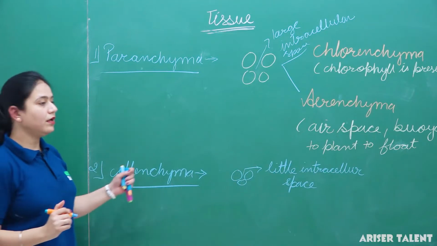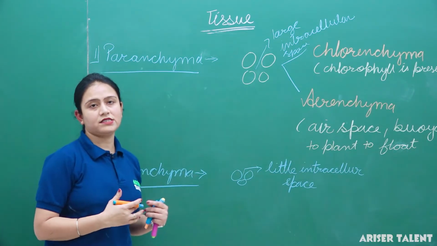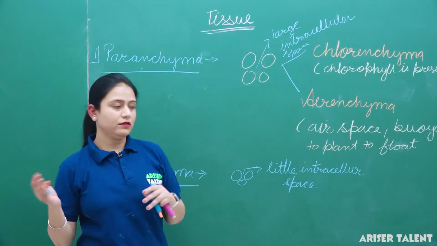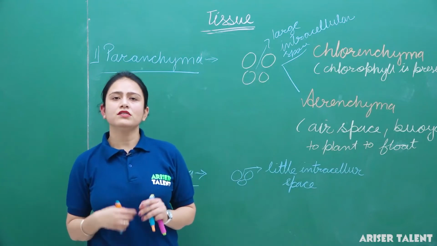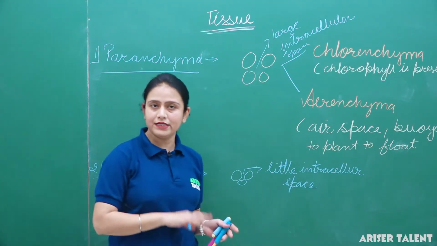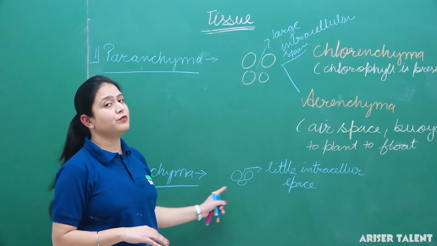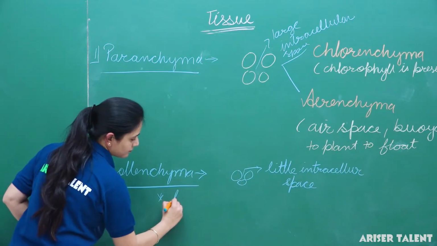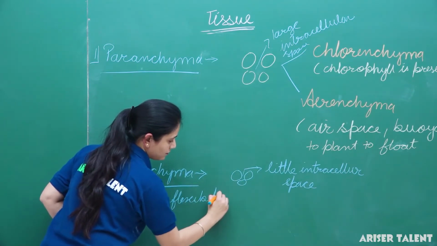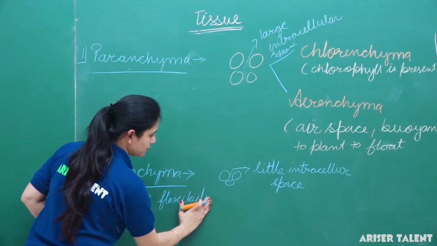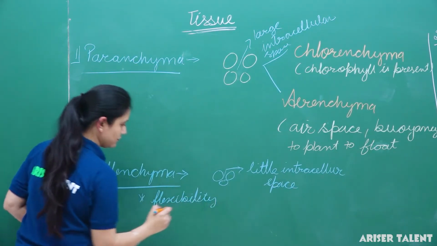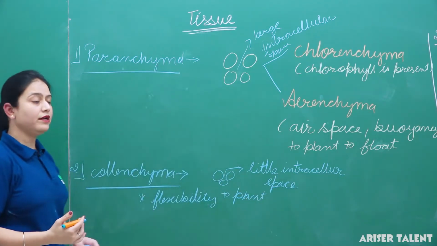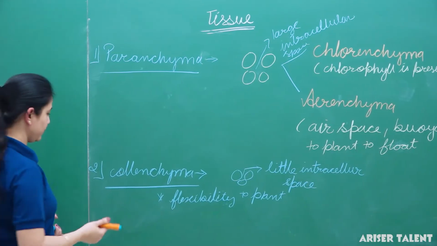Now it helps a plant to be flexible, means it provides flexibility to the plant. Suppose a plant gets bent due to the air or some water pressure, then it can bend easily because of the Collenchyma, because it provides flexibility to the plant, so that the plant can easily bend due to the air pressure or water pressure.